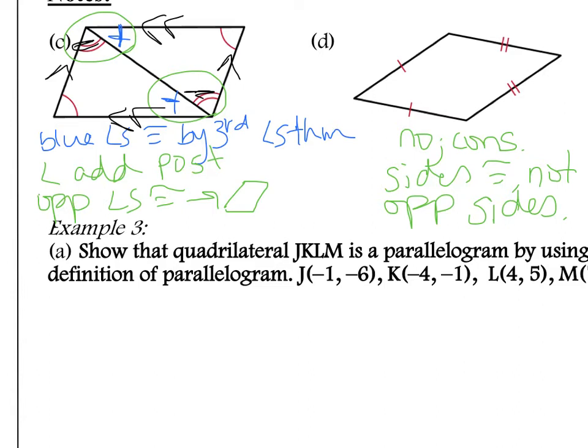D is not true. In this one, the consecutive sides are congruent when it's supposed to be opposite sides. So this is actually a kite, which we will study after the new semester begins.